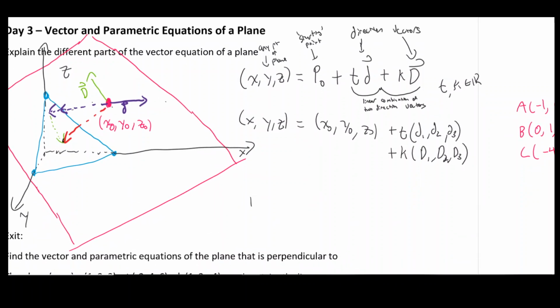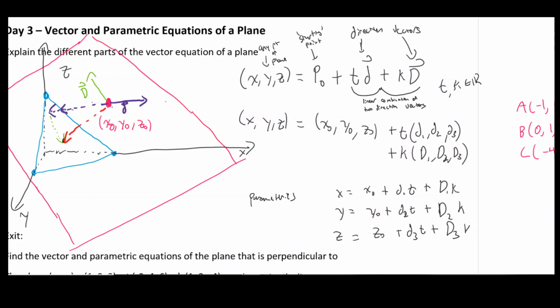And guess what? If we want our parametrics, we're going to do exactly what we've done before. x is x naught plus d1 times t plus D1 times k. y is going to equal y naught plus d2 times t plus, sorry, capital D2 times k. And z is going to be z naught plus little d3 times t plus big D3 times k.